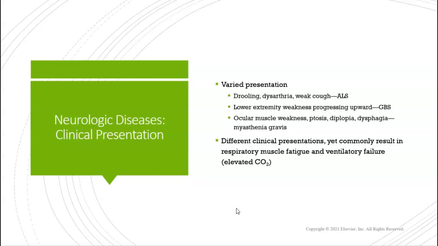Okay, so these patients are going to present differently. How you diagnose them, how you treat them, the medical treatment of them is going to be different. But the things we do as a respiratory therapist for all neuromuscular diseases are fairly similar. You're going to be monitoring their respiratory muscle strength and looking for signs of that ventilatory failure, and then supporting them once there's evidence of that ventilatory failure.